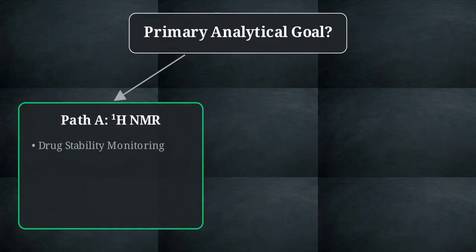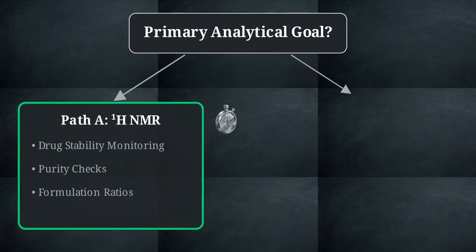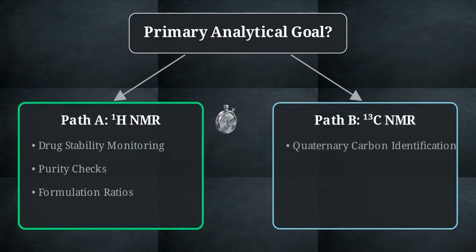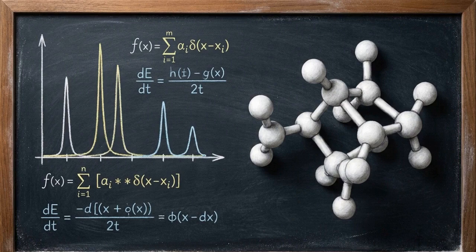This decision flowchart translates these trade-offs into practical lab application, starting with one question: what is your primary analytical goal? If your task is monitoring drug stability, conducting routine purity checks, or determining the ratio of components in a formulation, you take path A, straight to Proton NMR. If you need to identify quaternary carbons, carbons with no attached hydrogens that are invisible to a proton scan, or differentiate complex structural isomers, you take path B, committing to carbon NMR. Your choice is dictated entirely by whether your priority is speed and math or structural completeness and clarity.